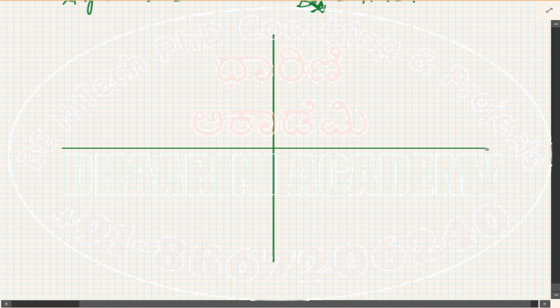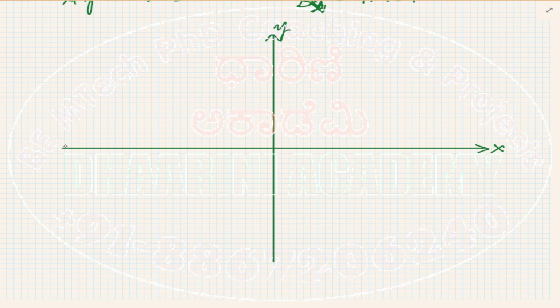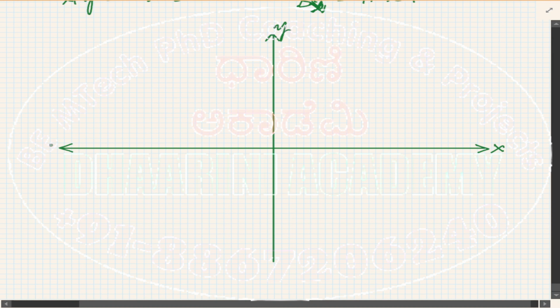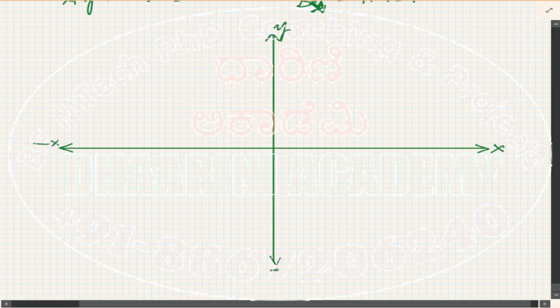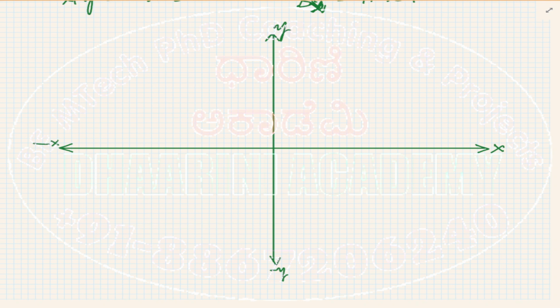So if at all we have to follow a sign convention. This is x, this is y, indicating the positive x-axis and positive y-axis, whereas this left side is the minus x, indicating that the x component is negative. This will be the minus y-axis, indicating that the y component becomes negative. Now let us solve some problems on this itself.